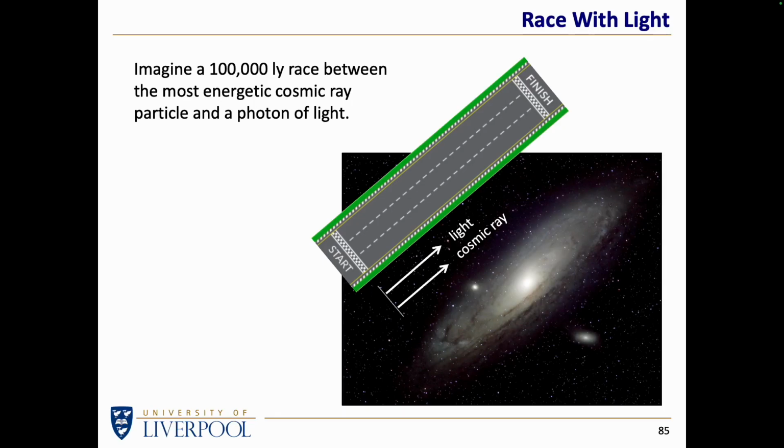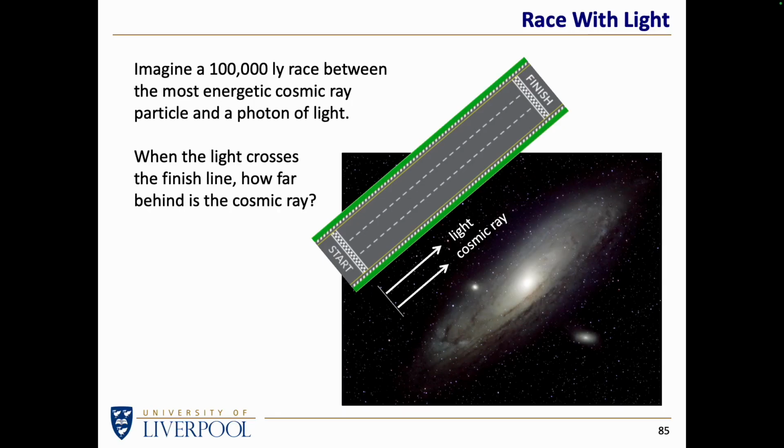They start at exactly the same time. Now, light, of course, will win. Nothing can travel faster than light in a vacuum. So the cosmic ray can't arrive first. The light will arrive first. But when the light crosses the finishing line, how far behind it is the cosmic ray that started at the same point? How much ground has it lost in those 100,000 years, having traveled 100,000 light years? The cosmic ray will be behind the light photon by a distance equal to 5 millimeters.